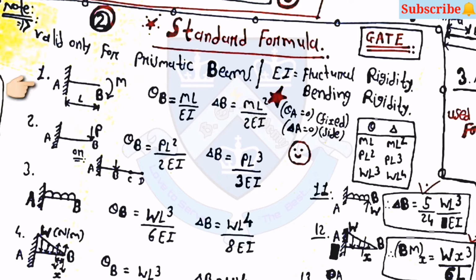Here for the first type, theta B is equal to ML upon EI and delta B is equal to ML square upon 2 into EI. Then in the second type, the load is acting at the end: theta B is equal to PL square upon 2 into EI and delta B is equal to PL cube upon 3 into EI. Then third one, UDL is there, then theta B is equal to WL cube upon 6 into EI, delta B is equal to WL raised to 4 upon 8 into EI.